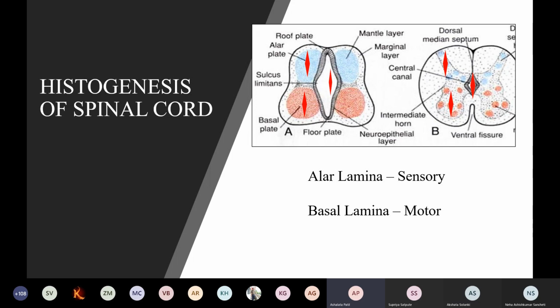Then the mantle zone is divided into the basal plate and the alar plate. So this basal plate, what does it form? It forms the anterior horn of the spinal cord, as well as the lateral horn at some places. The alar lamina or alar plate, what does it form in the spinal cord? The dorsal horn of the gray matter. Alar lamina, I have told you, is sensory. Sensory neurons develop from the neuroblast cells of the alar lamina, and the neuroblast cells of the basal lamina develop into motor neurons.